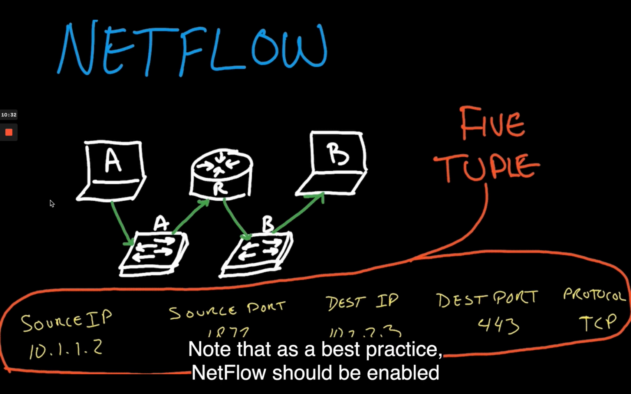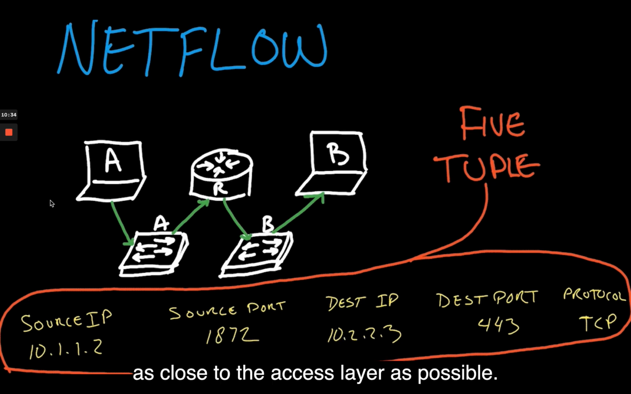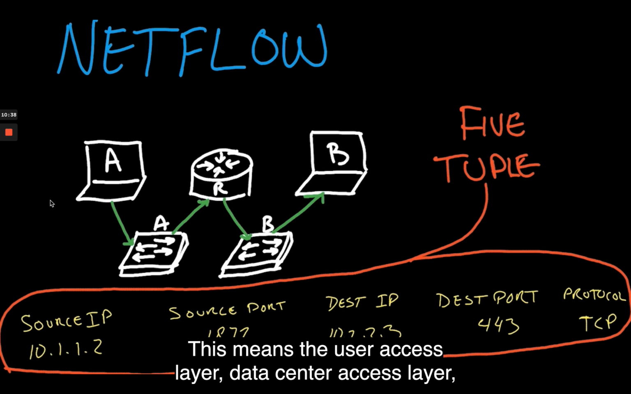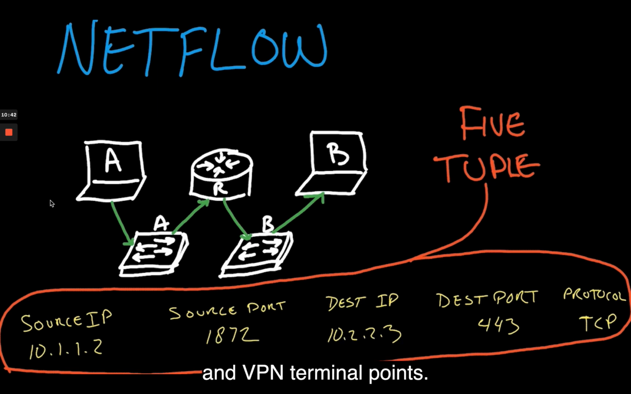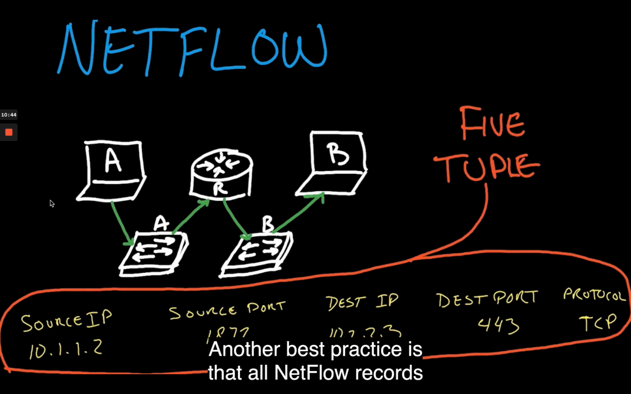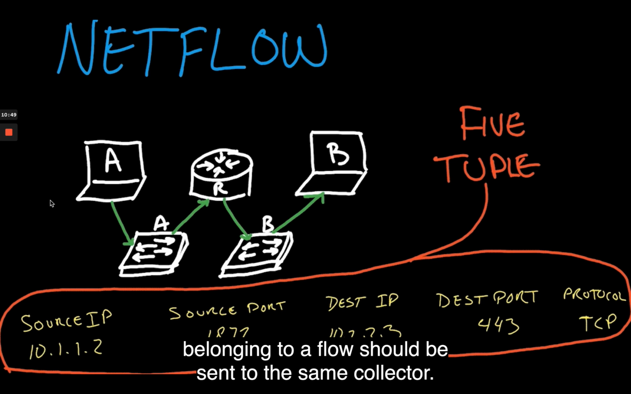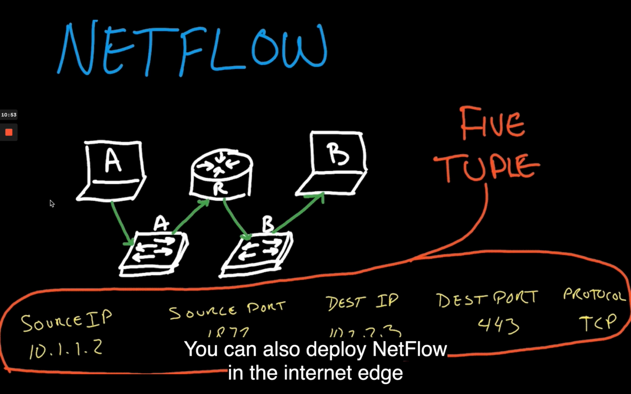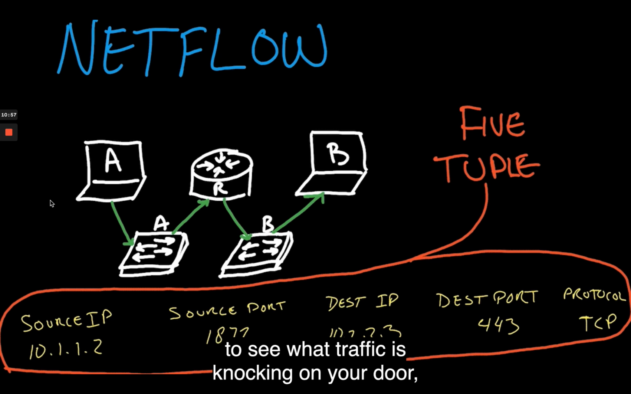Note that, as a best practice, NetFlow should be enabled as close to the access layer as possible. This means the user access layer, data center access layer, and VPN terminal points. Another best practice is that all NetFlow records belonging to a flow should be sent to the same collector. You can also deploy NetFlow in the internet edge to see what traffic is knocking on your door and what is leaving your network.